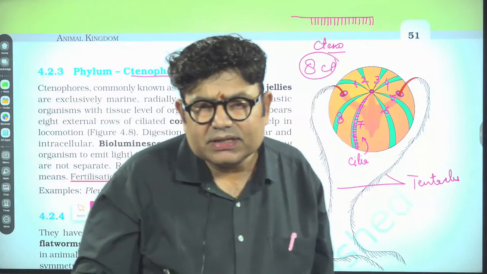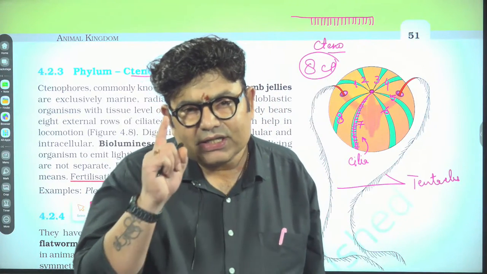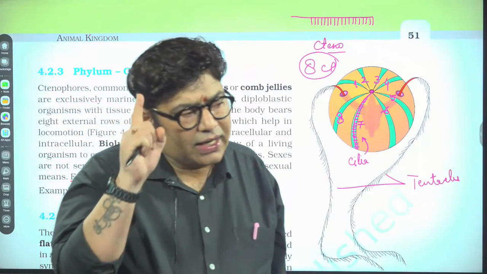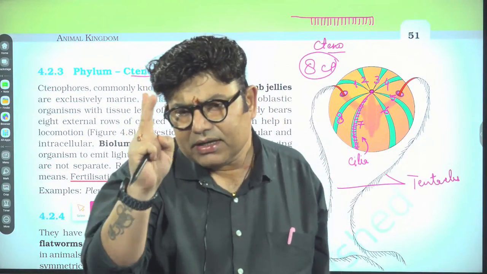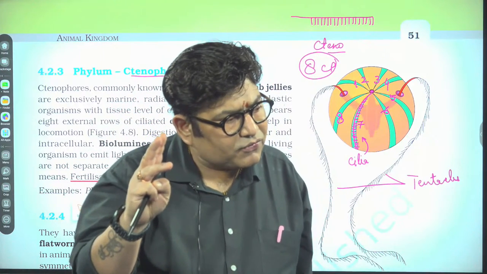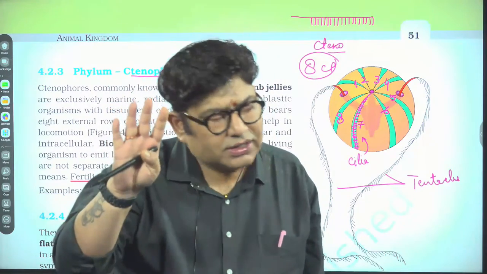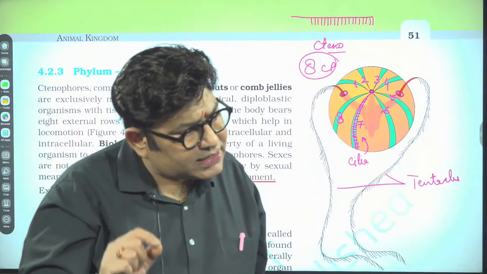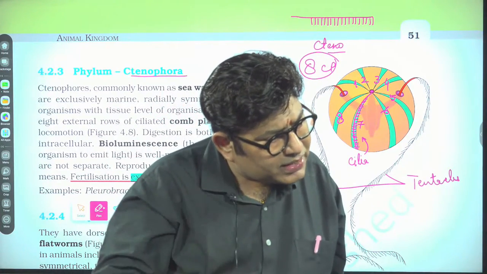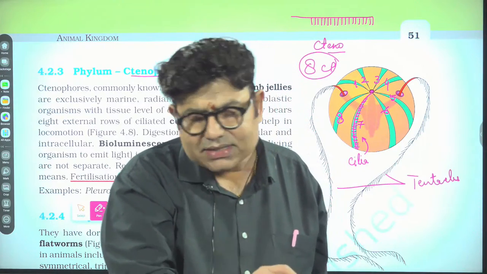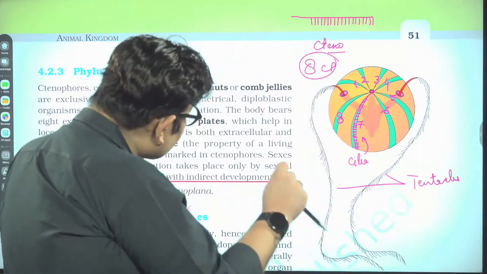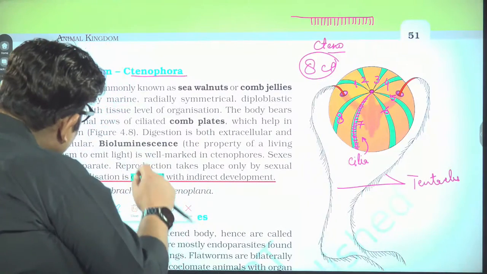However, what is common between Ctenophora and Cnidaria? Symmetry, very good. Next, tissue grade of organization, very good. Yes, both are hermaphrodite and both are diploblastic. Yes, Deepika, you are right, both intracellular as well as extracellular digestion are present. Yes, Tanvi, you are right. So symmetry, tissue grade of organization and diploblastic organization are common between Cnidaria and Ctenophora.